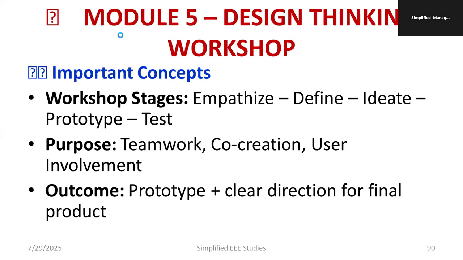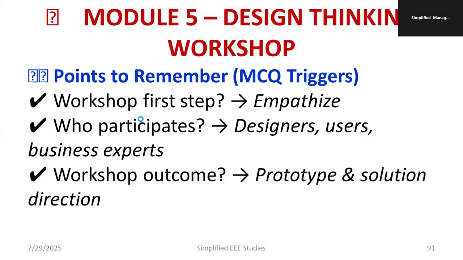Next is the design thinking workshop. Workshop stages: empathize, define, ideate, prototype, testing. As usual, there are 5 stages of the workshop. Purpose: teamwork, co-creation, user involvement. What is the outcome? Prototype development, clear direction for the final product. These are the outcomes. Remember the points.